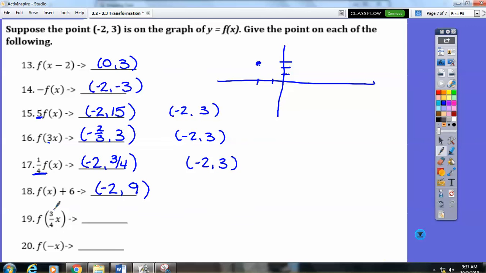19, inside is x, does the opposite. So you are going to take your x, which is -2, and divide that by 3/4. What does that give us? -8/3, and our y didn't change.